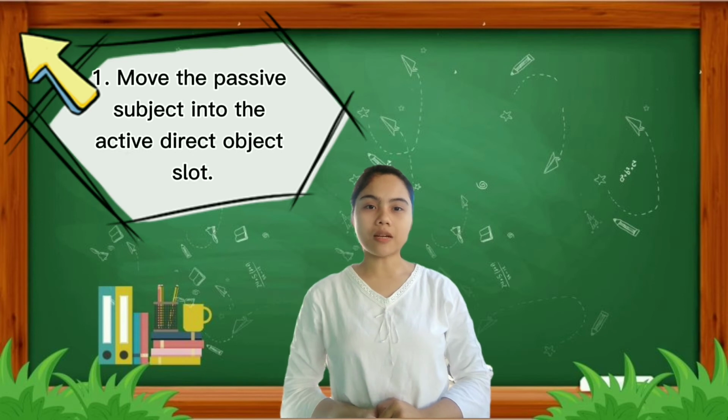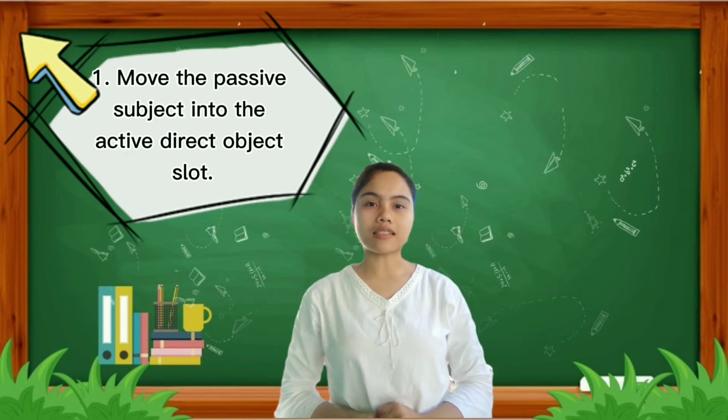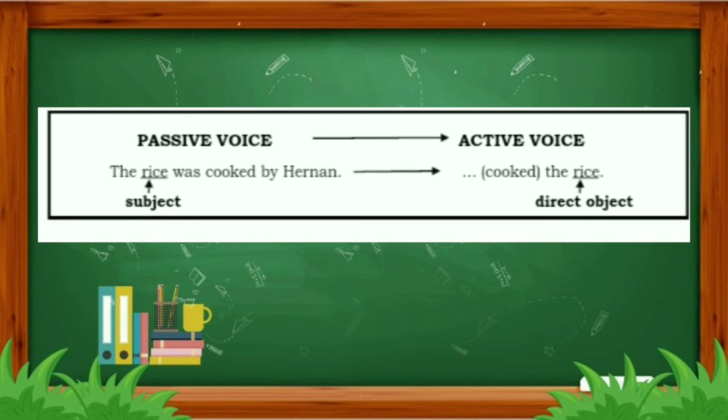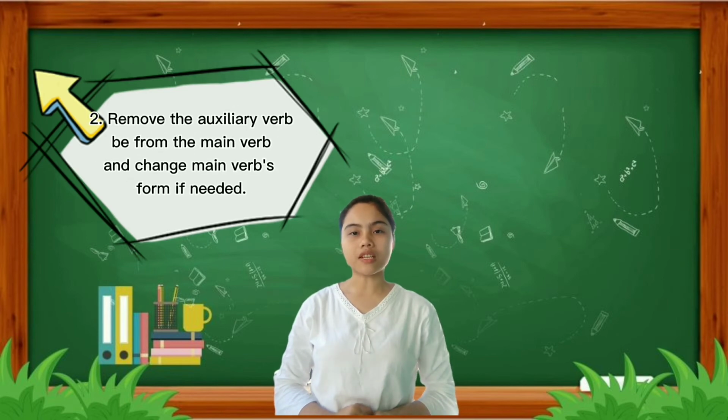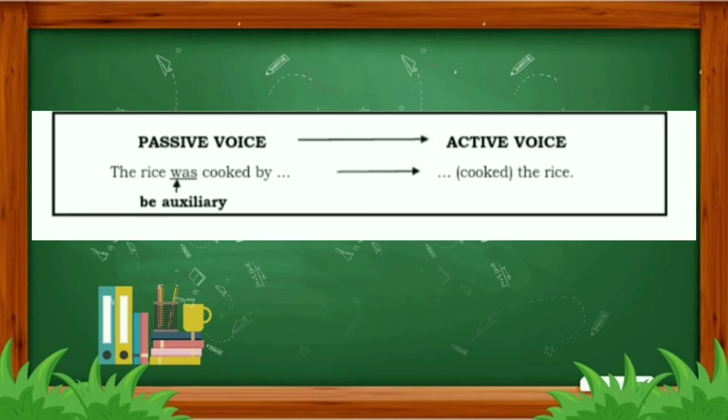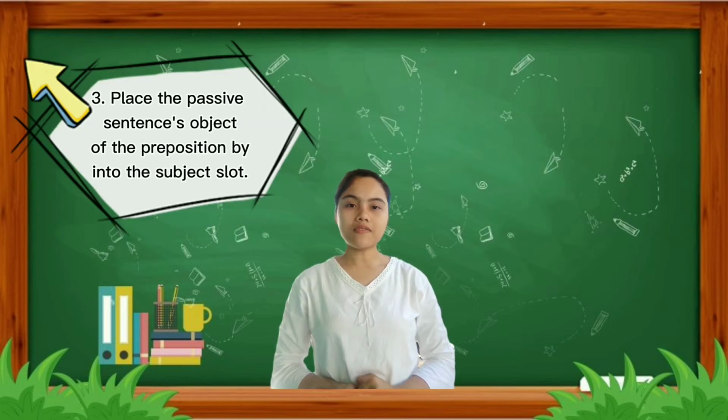To change a passive voice into an active voice sentence, simply reverse the steps shown in the previous line. First, move the passive subject into the active direct object slot. Second, remove the auxiliary verb be from the main verb and change the main verb's form if needed. Third, place the passive sentence's object of the preposition "by" into the subject slot.